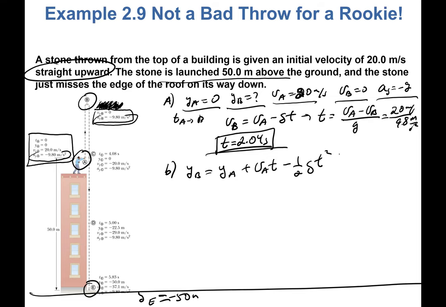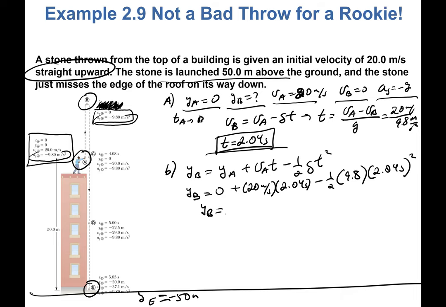All right, so I just solve for YB: it's zero plus 20 meters per second times 2.04 seconds, then minus 1/2 times 9.8 times 2.04 seconds squared. Then YB equals 20.4 meters. That's how high point B is relative to point A.